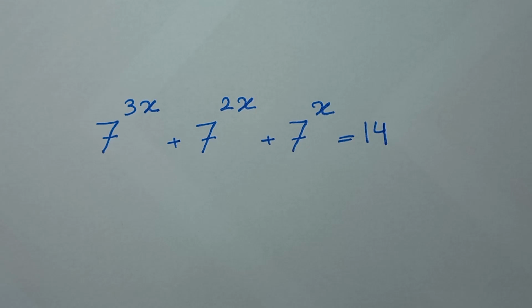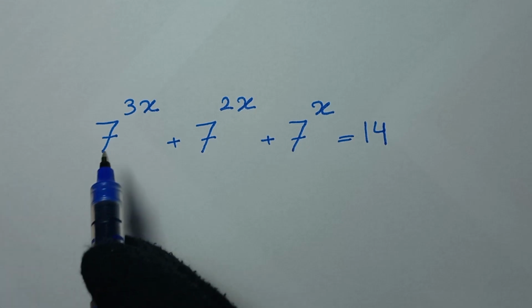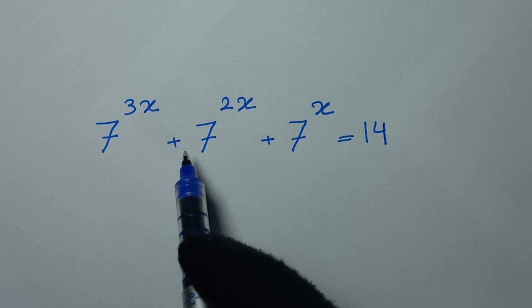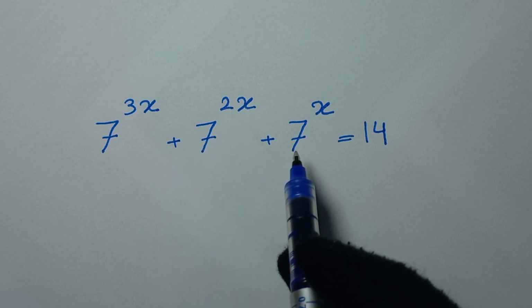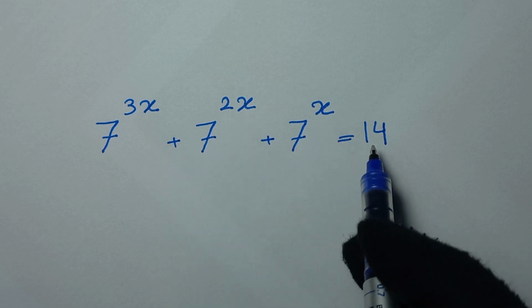Hello my friends, you're welcome to solve this math problem, which is 7 to the power of 3x plus 7 to the power of 2x plus 7 to the power of x is equal to 14, to find the values of x.